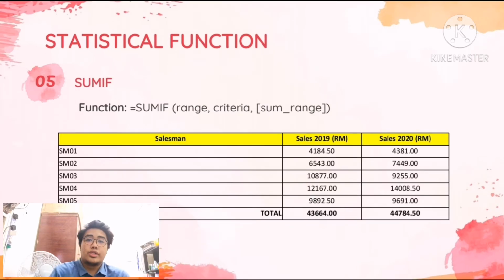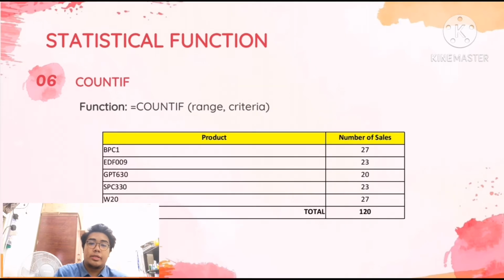Next, we will see the sum function. The reason why we use the sum function is to get the sum of numbers in the range that meet supplied criteria. The function formula is equal sum range, criteria, sum range. In the example below, sum will return the sum of all sales of 2019 and 2020, which result in RM43,664 and RM44,784.50 respectively.